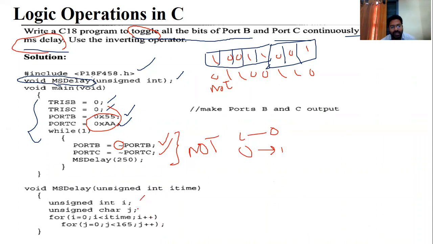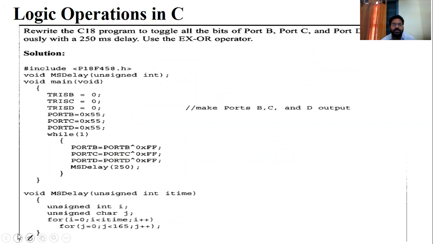So see, I integer values and j values. Nothing but these are the port B and port C values. How much time? 250 milliseconds. So that is a program. Ready? Yes.